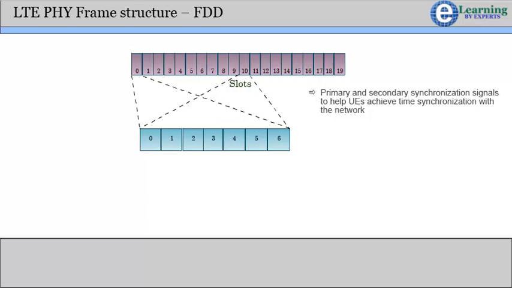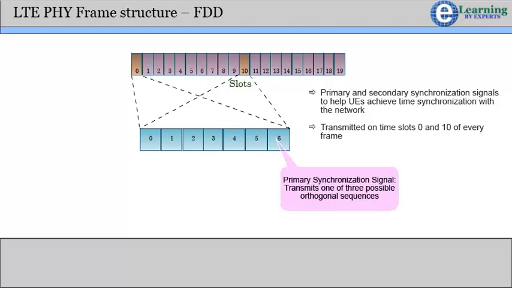LTE defines two physical layer reference signals to help us achieve time synchronization with the network. Both primary and secondary synchronization signals are transmitted on time slots 0 and 10 of every frame. Synchronization signals are transmitted only on the center 1.4 MHz of the radio channel, independent of the channel bandwidth. The primary synchronization signal is always transmitted on the last OFDMA symbol duration of the time slot.